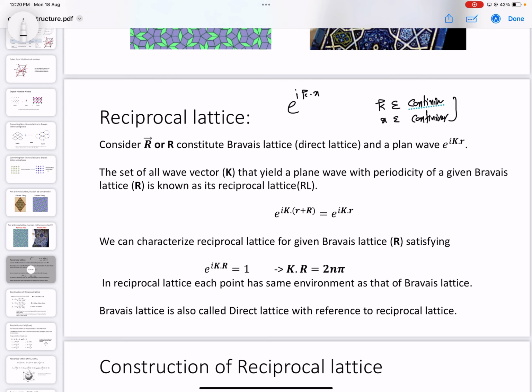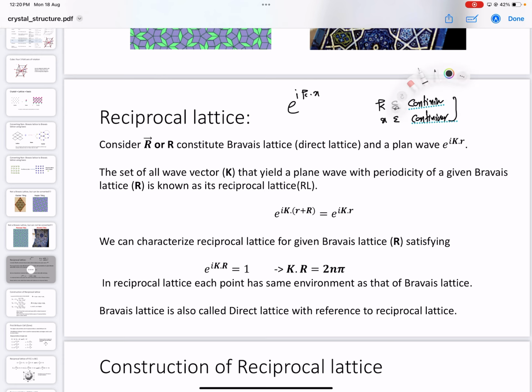Okay. But what we are going to do, we are going to choose some specific case. Let it be some fixed case, such that the plane wave has a period of a direct lattice space. So the plane wave repeats after you move by one direct lattice vector, right? So what I'm saying is it is a periodic function in the direct space.